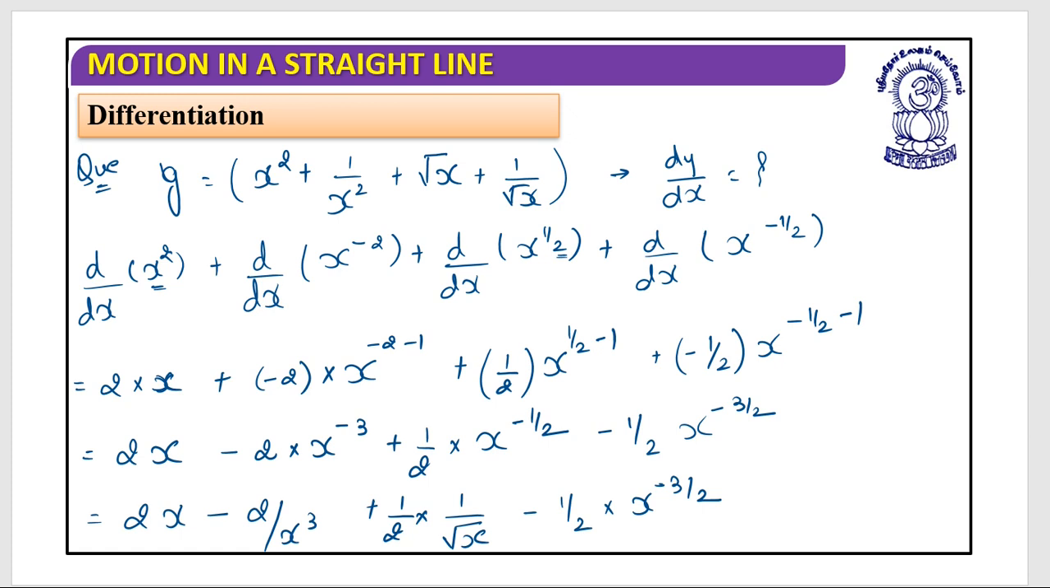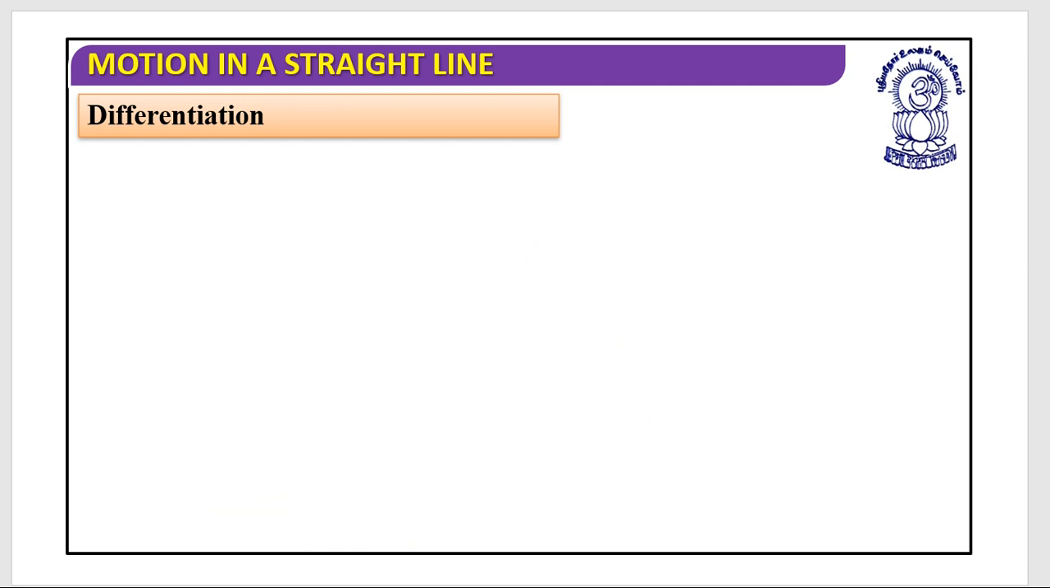Do you find this interesting? Let's do more practice. Let's say they have given that z is equal to t square plus 3t plus 7. What they require is dz by dt.